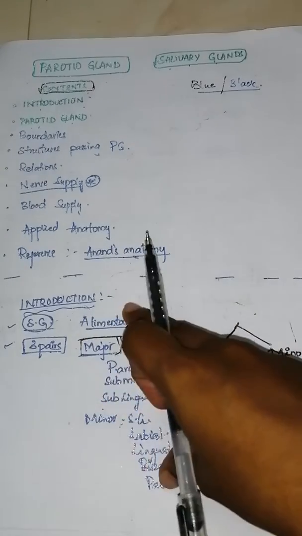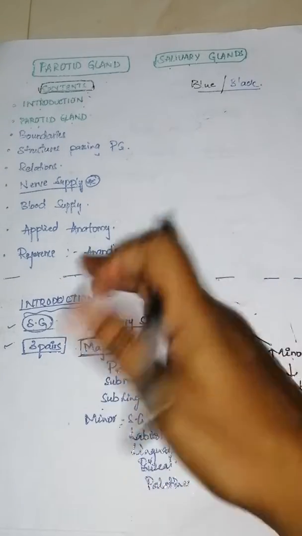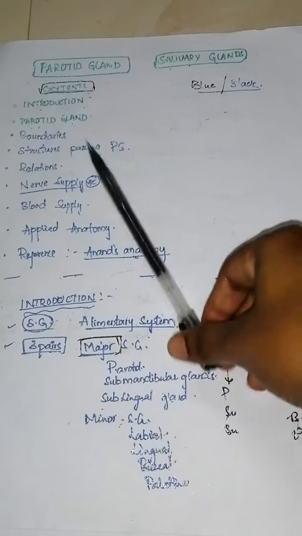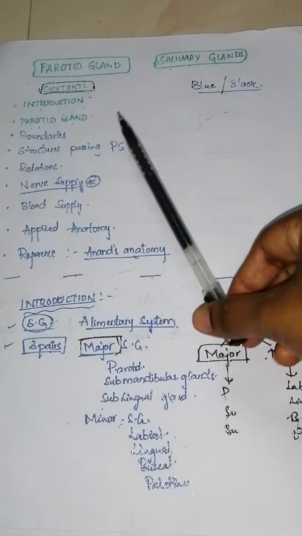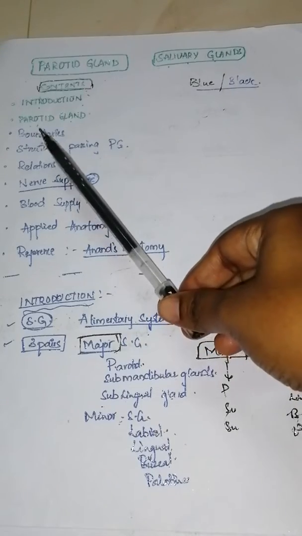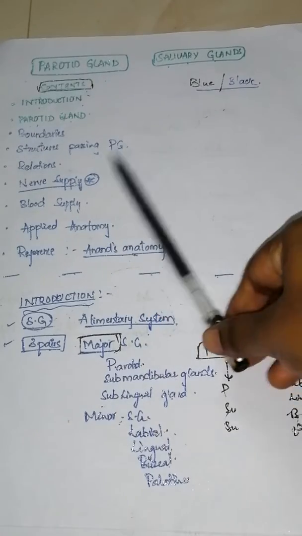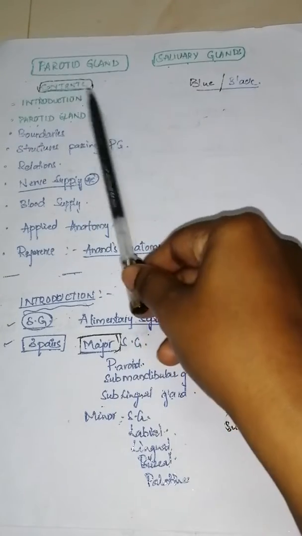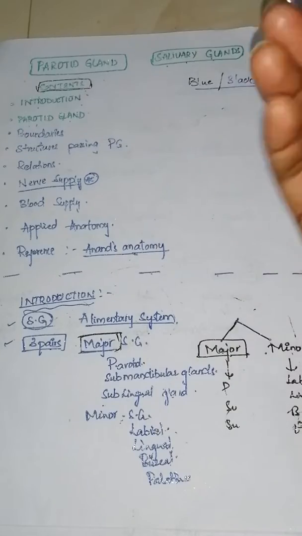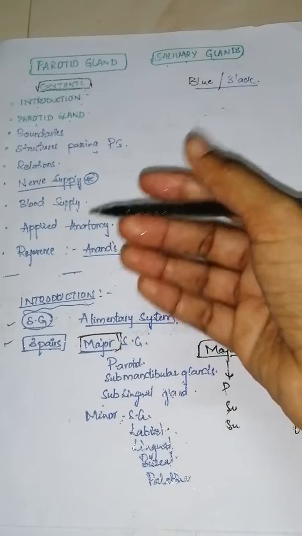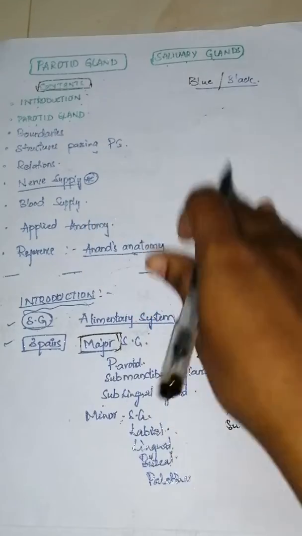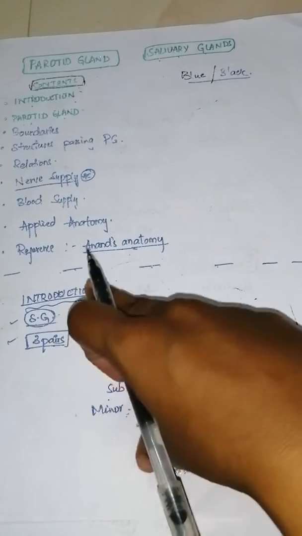Coming to the introduction part, I just want to give you a suggestion: if you present in this way while giving an answer to any essay question, it will give a good impression on your paper. Use different color pens, blue and black pens, and highlight your headings. It will look attractive and also give a positive impression on your paper, so it would help you gain good marks. Now first we are going to discuss the introduction.